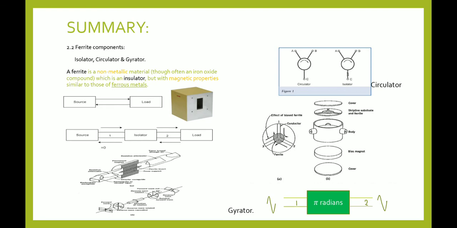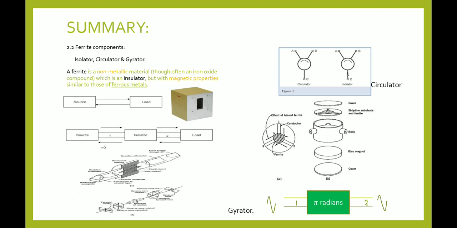Then, what we learned in this presentation, here is the summary of what we mostly covered: the ferrite components as the passive components for microwave devices, the isolator, circulator and gyrator. What is a ferrite? A ferrite is a non-metallic material, though it is an iron oxide compound, which is generally an insulator but has magnetic properties similar to those of the ferrous metals. Then we saw the isolator is a two-port device. Even a circulator can work as an isolator.